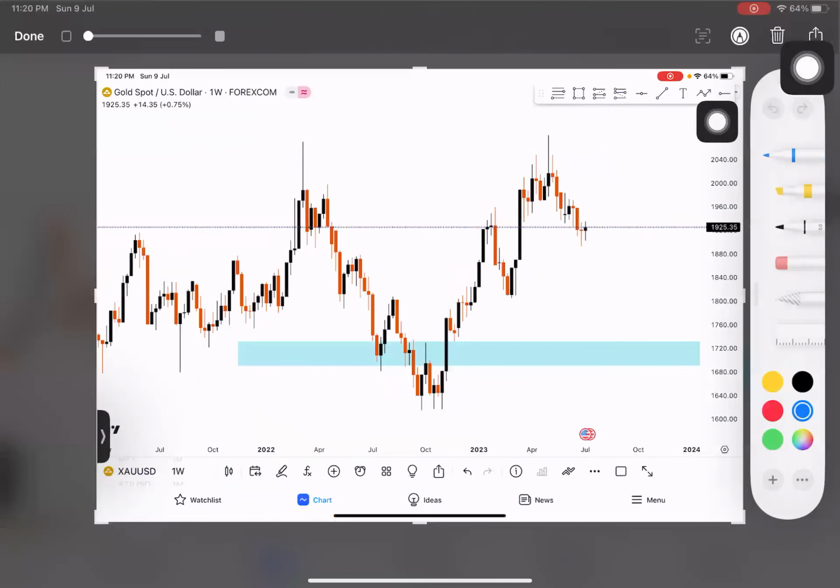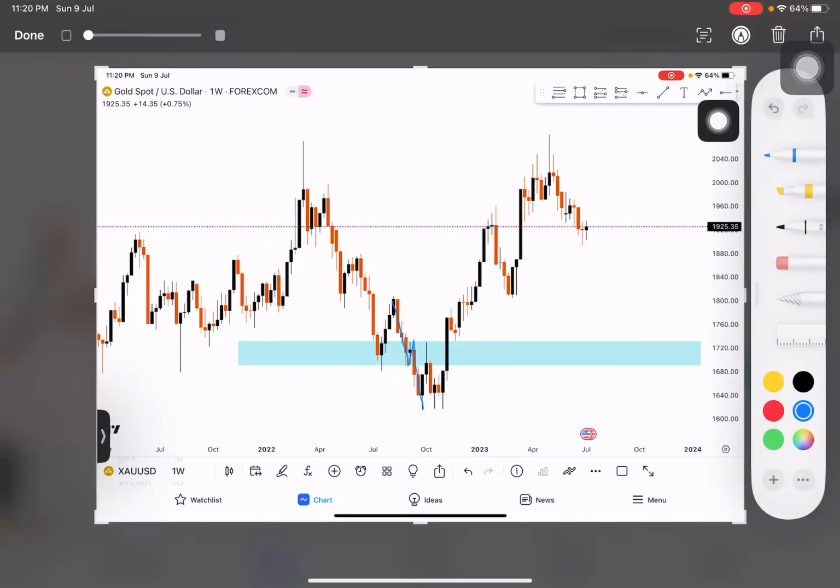Okay, drop base drops, right? So we mark the last bullish candlestick before the drops. Okay, this one is the DBD. After the candlestick breakouts, it comes back to retest on this zone.